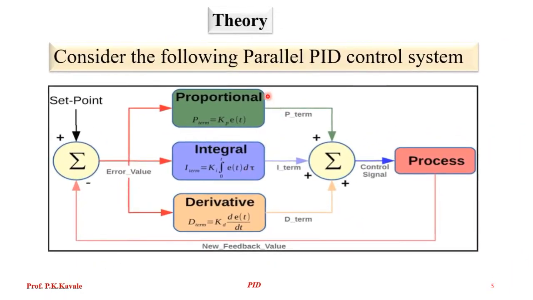So first we'll consider a parallel PID control system, parallel PID control: proportional, integral, derivative. This is a set point, this is a comparator, it sends the error signal, then according to their action they produce a manipulated output. Then it is sent to the process or plant system, and the system produces some output. That output is again fed back through unity feedback to the comparator. Like this the system works.